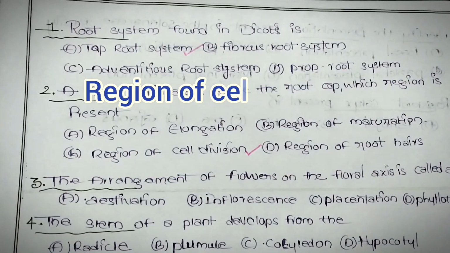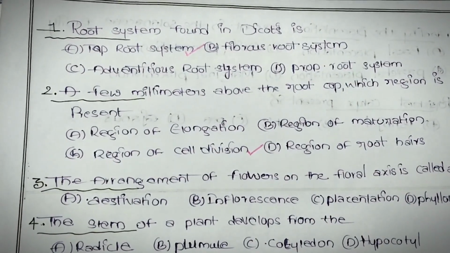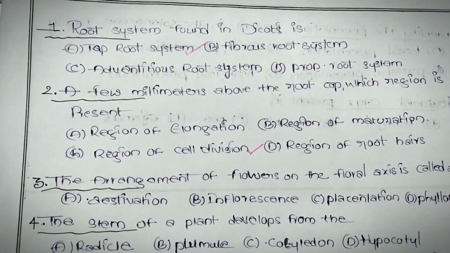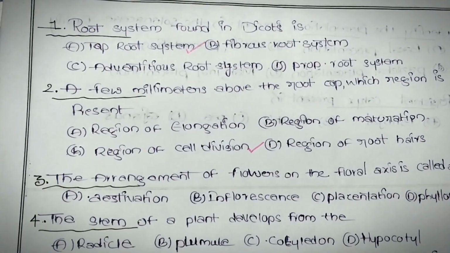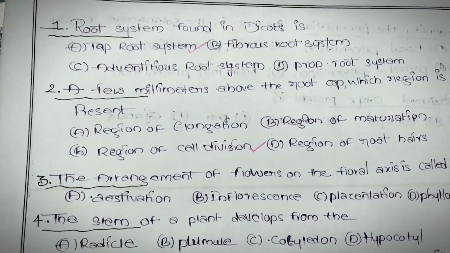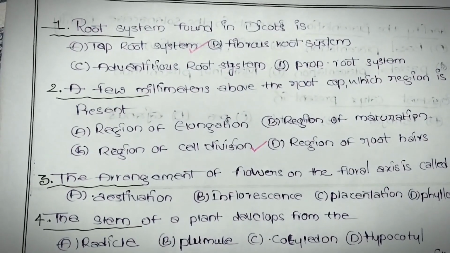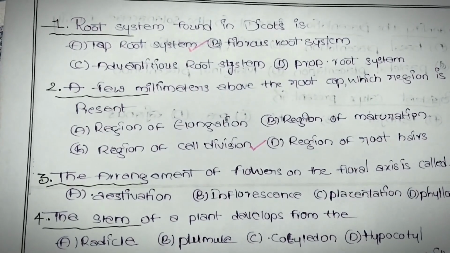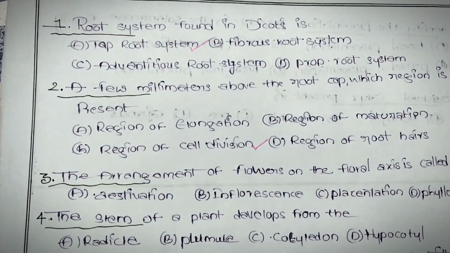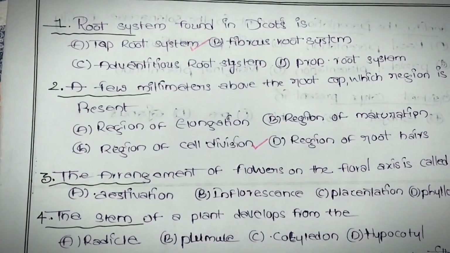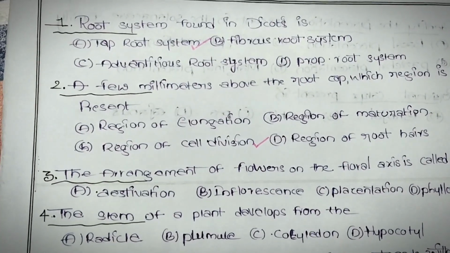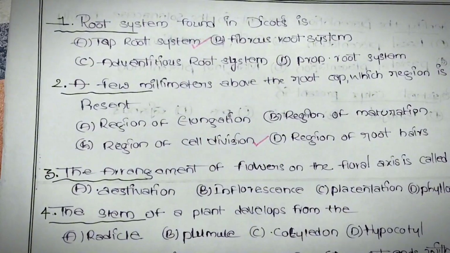So, region of cell division contains meristematic cells. They are dividing continuously. It is called meristematic zone or zone of meristematic activity. So that is the correct answer. A few millimeters above the root cap there is a region containing meristematic cells which are dividing continuously. So let's see the third question.